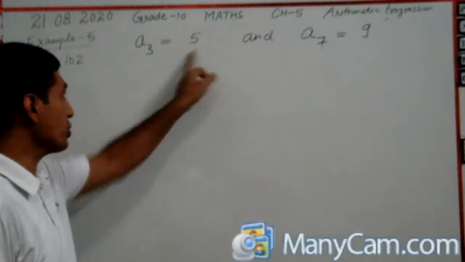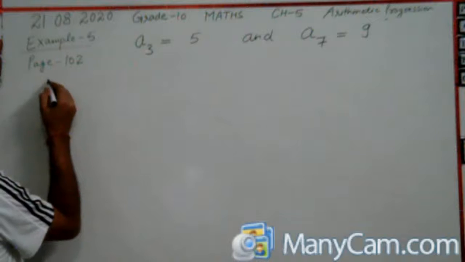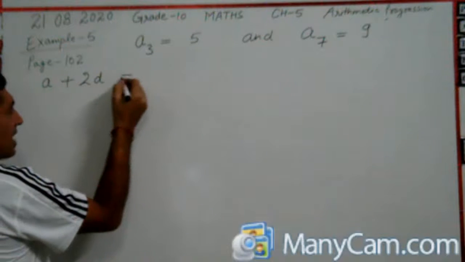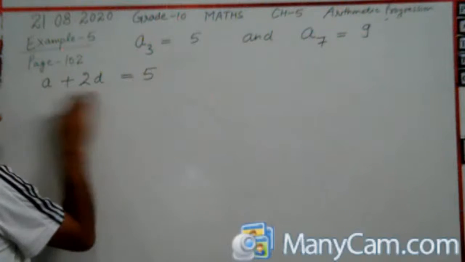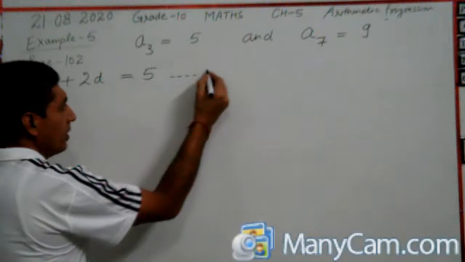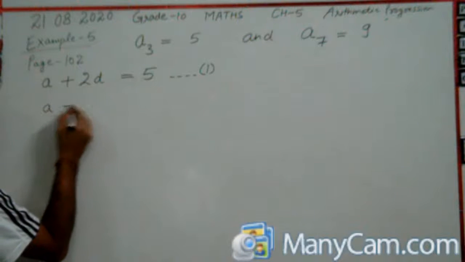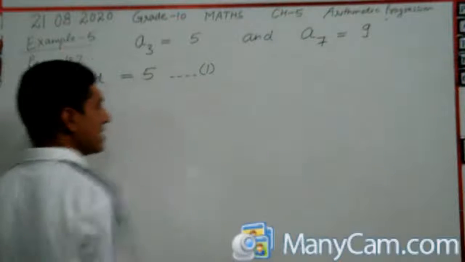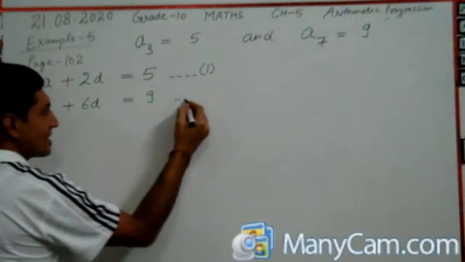Now you are in a position to write what A3 is. So this implies that we have A plus 2D. We can even start the solution from A plus 2D is 5, because this is the third term of the AP. Now this is equation number 1. And second, we have A plus 6D, the seventh term is A plus 6D, is equal to 9. This is the second equation.